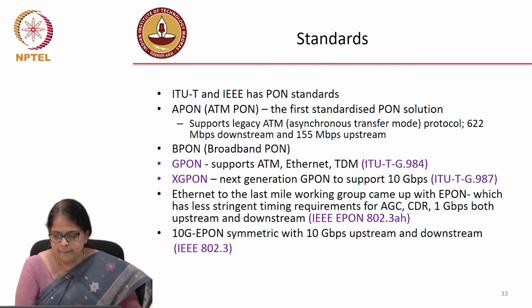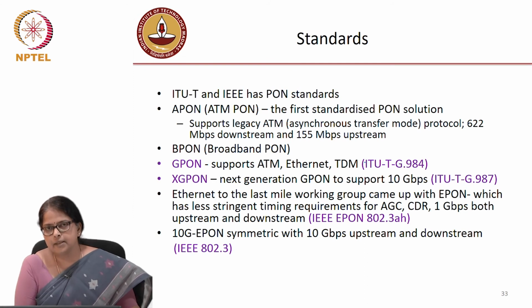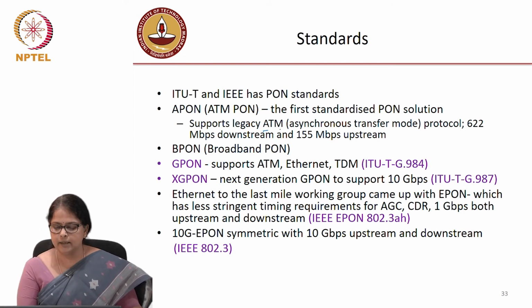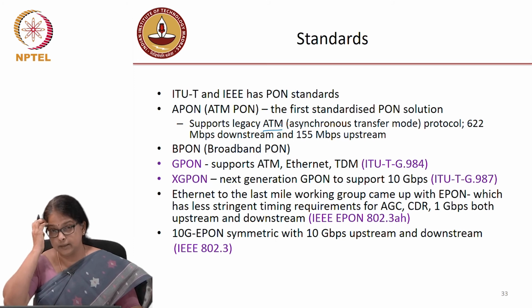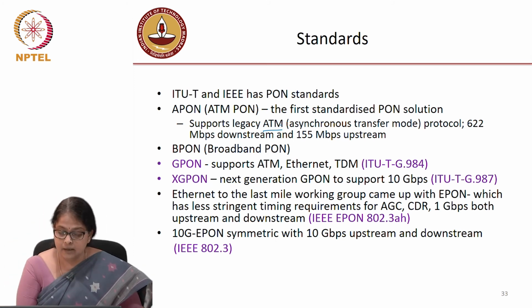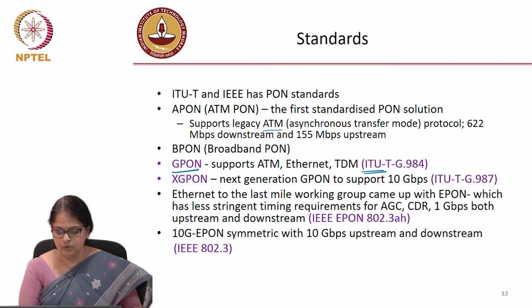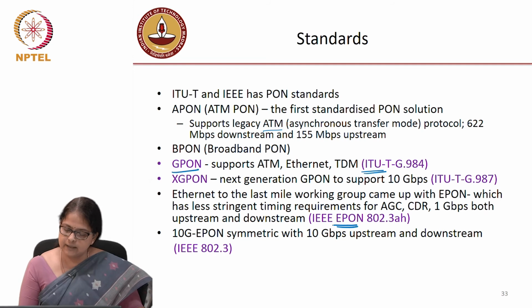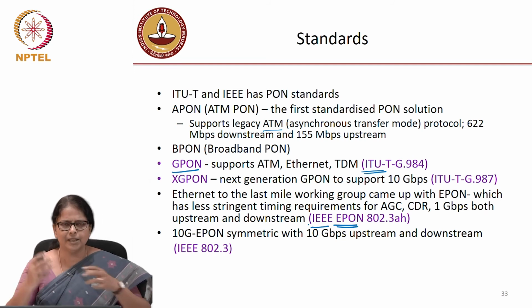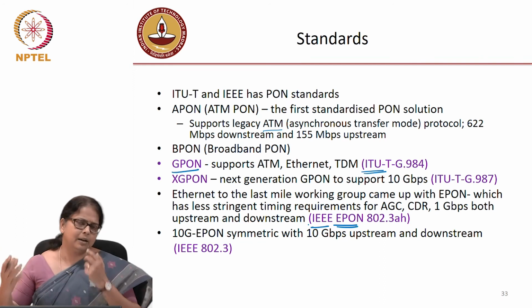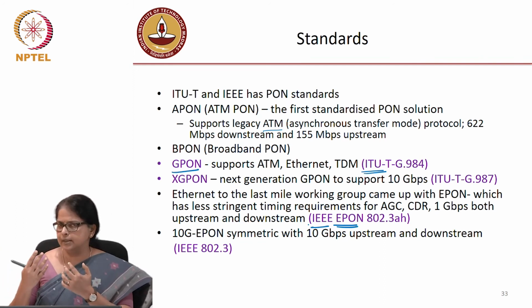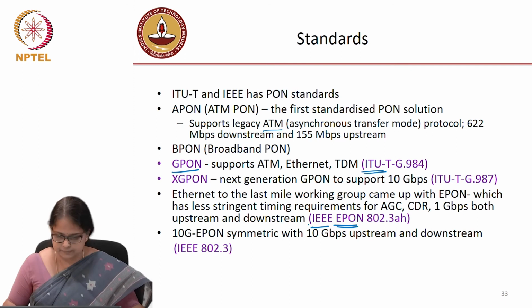APON and BPON were the first standardization. APON supports the legacy telephone network and the legacy access network, whereas BPON is the broadband PON, which supported slightly larger data rates. GPON is a standard given by ITU, the International Telecommunication Union, whereas EPON is the standardization done by IEEE. These are different standardizing bodies, coming up with their own standards, but the key is that they are all interoperable.